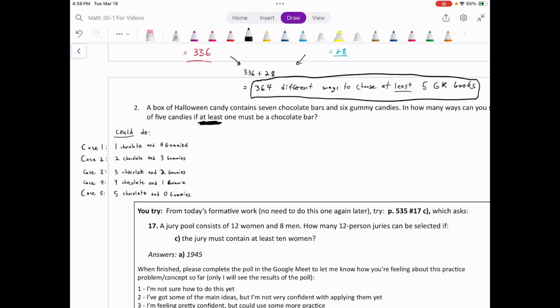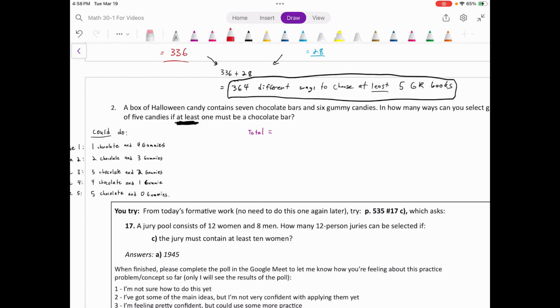So our total is going to equal the number with 0 chocolates plus the number with at least 1 chocolate. See what I mean, right? All the ways that don't have a chocolate plus all the ways that do have a chocolate gives us the total number of possible ways we could choose 5 candies from this bag, okay?